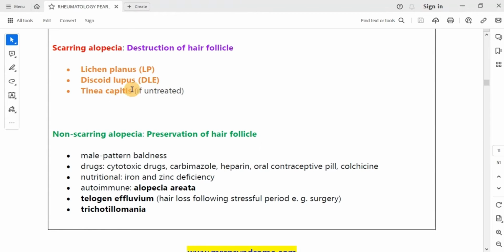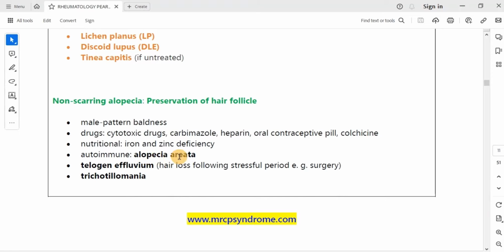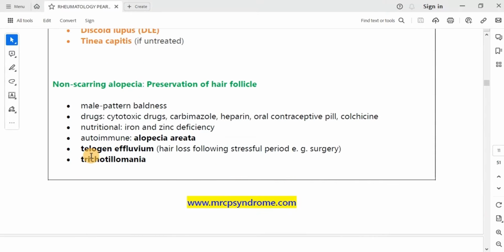Tinea capitis in the initial stage, there would be no scarring. But once the duration progresses and no treatment is given, then it will ultimately lead to scarring alopecia. And commonest causes of non-scarring alopecia are male pattern baldness, use of drugs like cytotoxic drugs, carbimazole, heparin, oral contraceptive pill, colchicine. Nutritional deficiency like iron and zinc deficiency, autoimmune like alopecia areata, telogen effluvium. Telogen effluvium is the hair loss following a stressful period, like either before the exam or before going for a surgery, and trichotillomania.